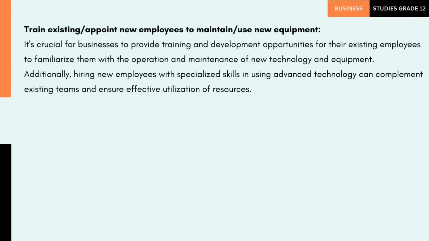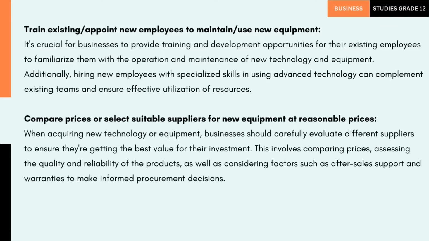B. Train existing and appoint new employees to maintain and use new equipment. It's crucial for businesses to provide training and development opportunities for their existing employees to familiarize them with the operation and maintenance of new technology and equipment. Additionally, hiring new employees with specialized skills in using advanced technology can complement existing teams and ensure effective utilization of resources. C. Compare prices or select suitable suppliers for new equipment at reasonable prices.